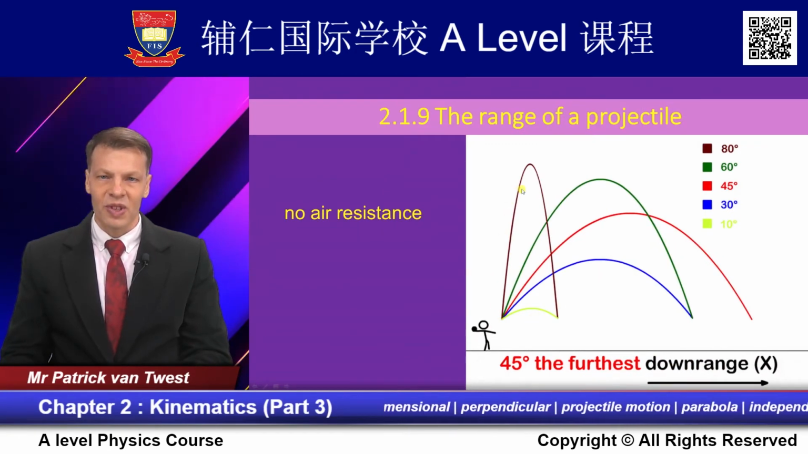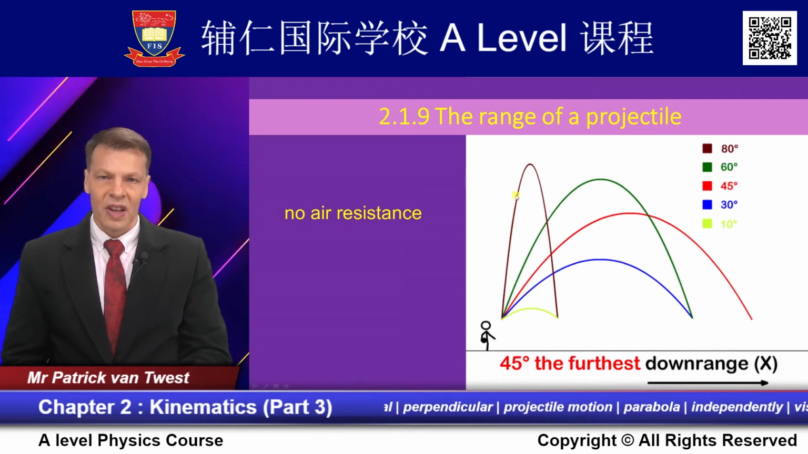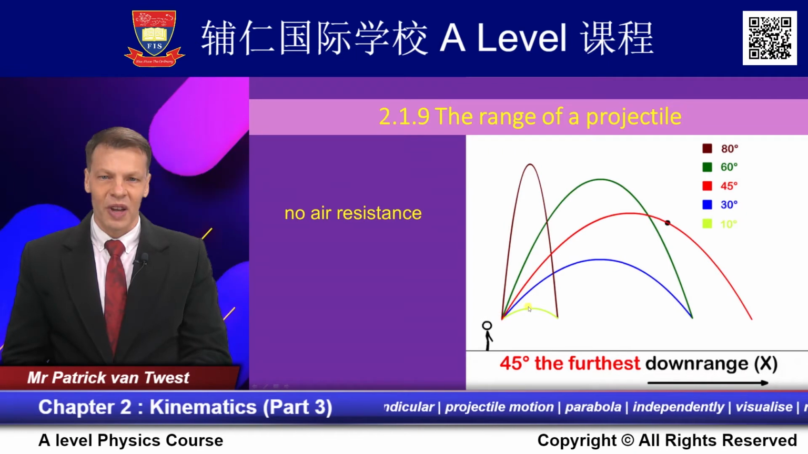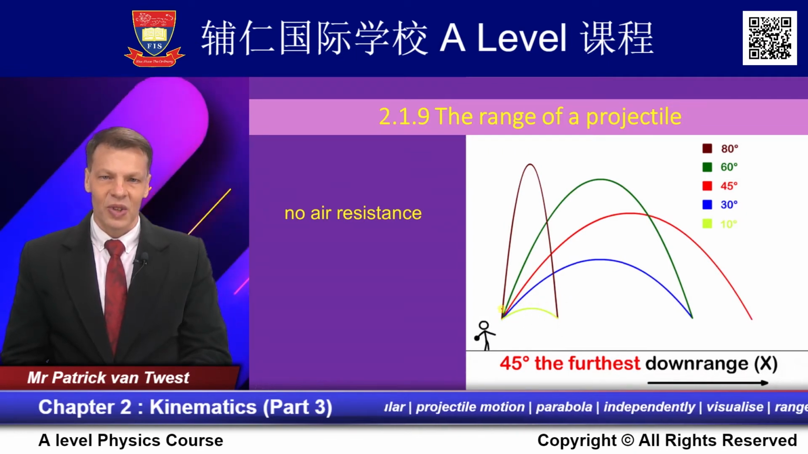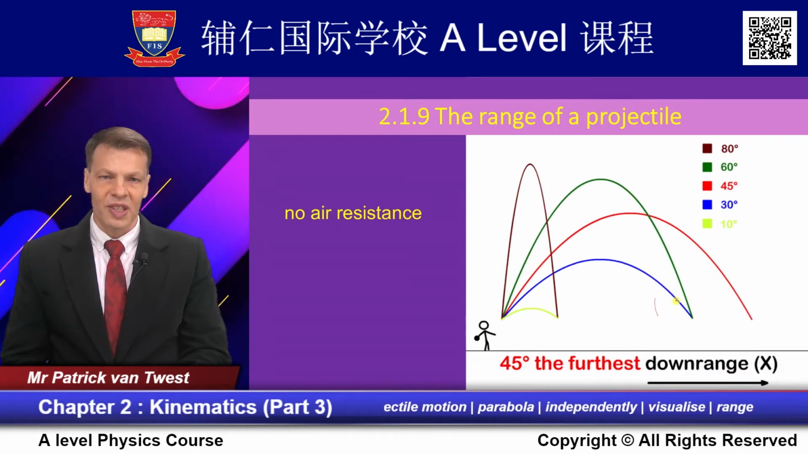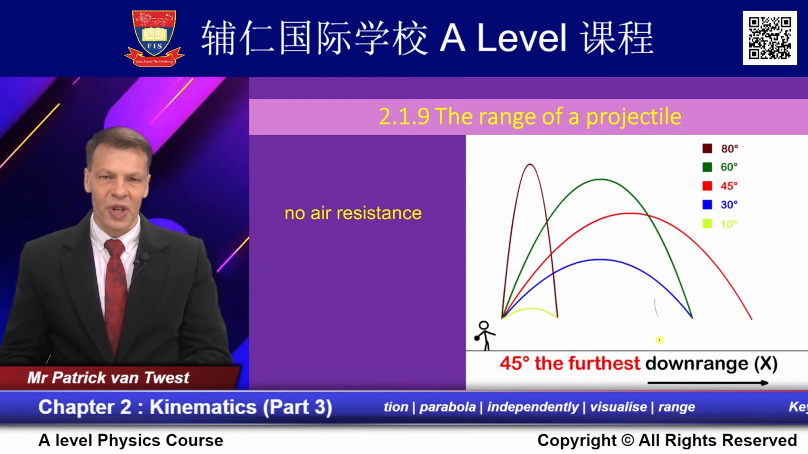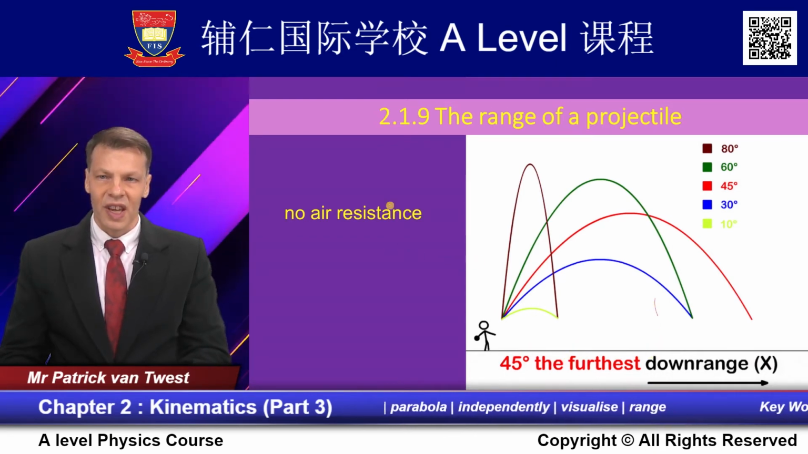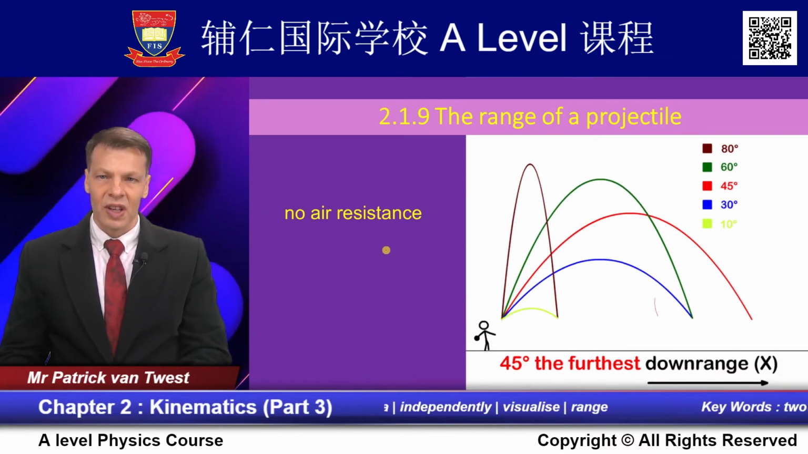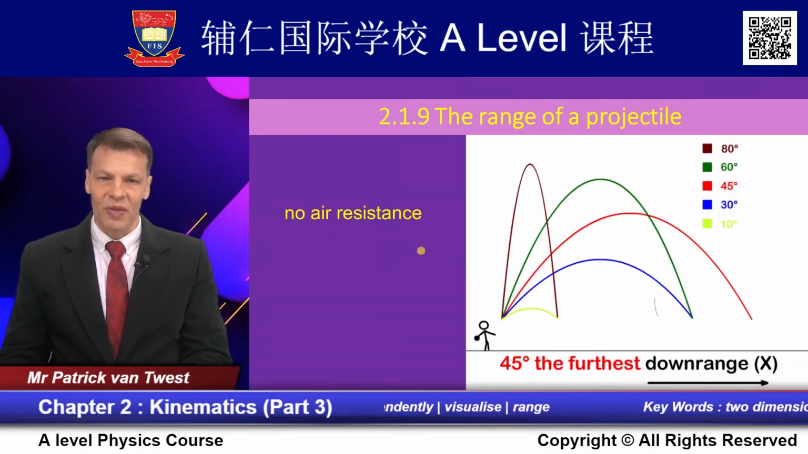Here are some options. If you look at this graphic to the side, if there's no air resistance, we see that if you go for 80 degrees, it doesn't go too far. If you go for 10 degrees, it doesn't go too far. The range is small. At 60 degrees or 30 degrees, the range is getting bigger, but the best is, that's right, 45 degrees. Assuming there's no air resistance, 45 degrees is the best angle to get the furthest range, because 2 times 45 degrees is 90 and sin of 90 is 1.